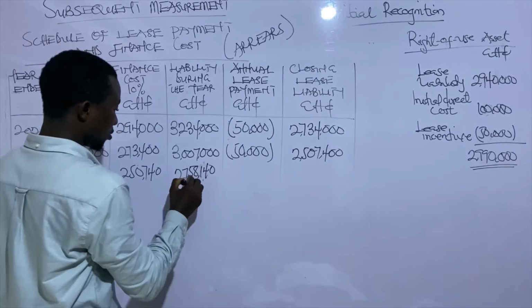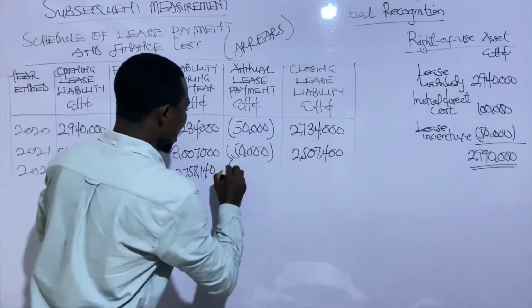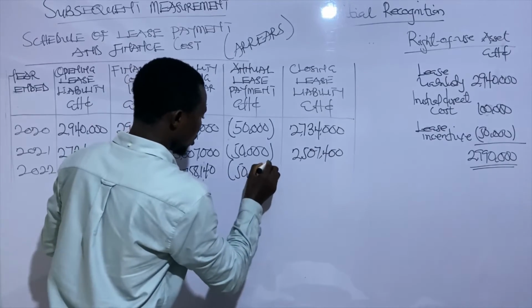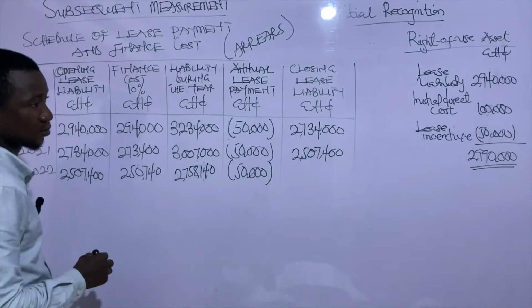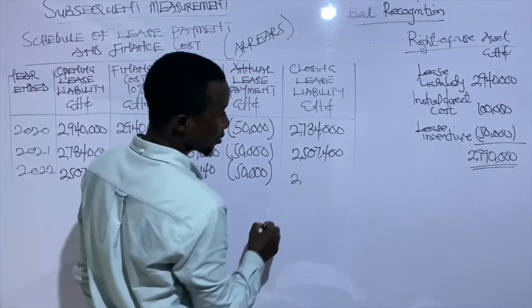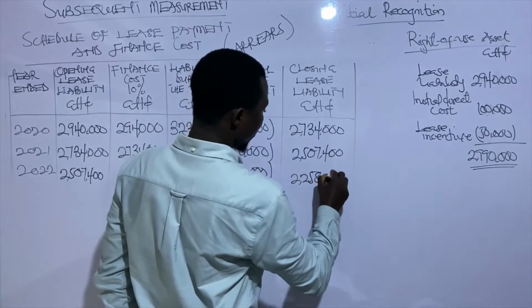Very good. As the liability during the period, then we subtract our annual lease payment of 50,000. So when we subtract this, we arrive at 2,258,140.